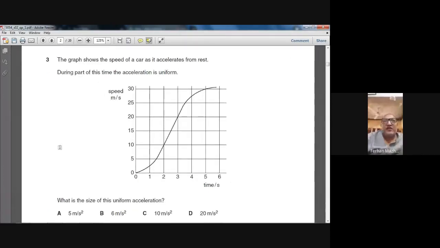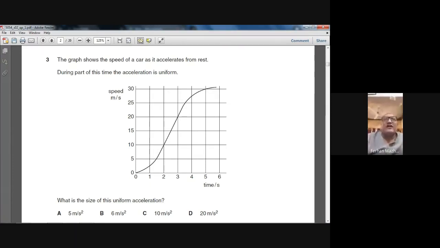The graph shows the speed of a car as it accelerates from rest. During part of this time, the acceleration is uniform. What is the size of this uniform acceleration? The acceleration is the gradient of this graph. The uniform acceleration is where the graph is an inclined straight line. From 2 seconds to 3 seconds, the graph is a straight line.